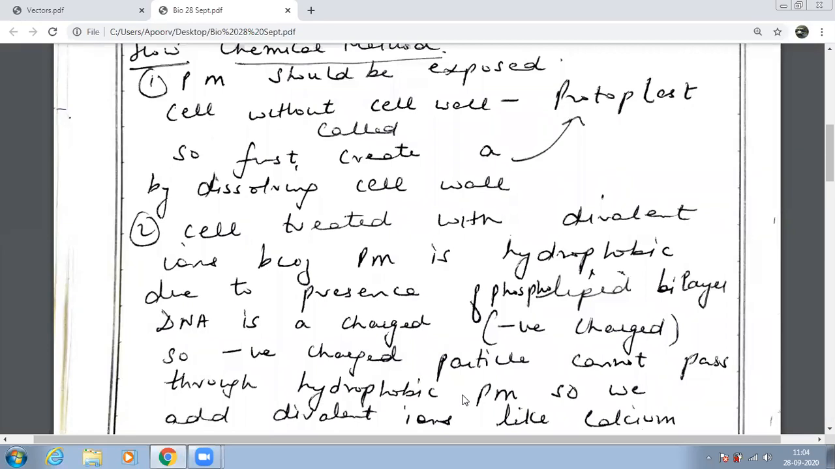The reason is, what is the nature of the plasma membrane, children? Hydrophobic. And why is it hydrophobic? Because of the presence of the phospholipid bilayer. Because of this hydrophobic nature, it will not allow anything with a negative charge to enter. And your DNA has a negative charge. So a negatively charged particle cannot pass through a hydrophobic plasma membrane.